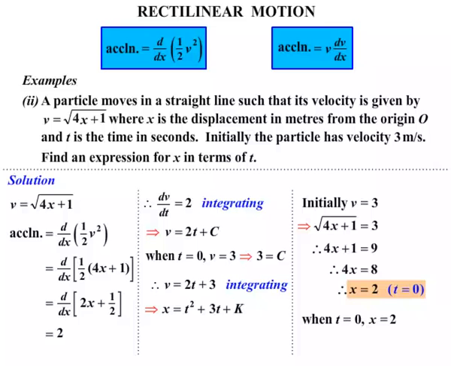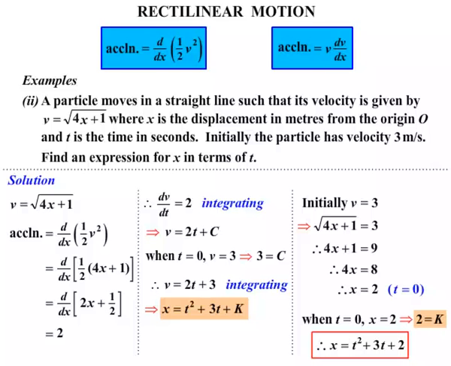So when t is 0, x equals 2, and substituting that information into this particular equation, we find that 2 is equal to k. So we've got that equation for x. We now know the value of k, so let's substitute the value of k in. Therefore we get that x equals t squared plus 3t plus 2. And that's our final answer. Terrific. Excellent. Well, that concludes the lesson. Good luck with your questions.